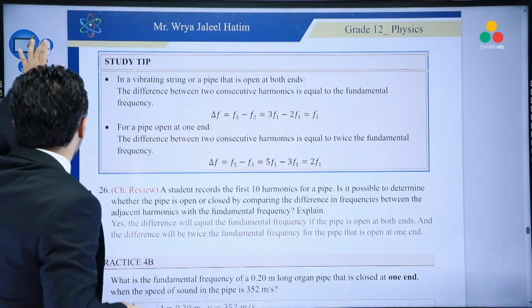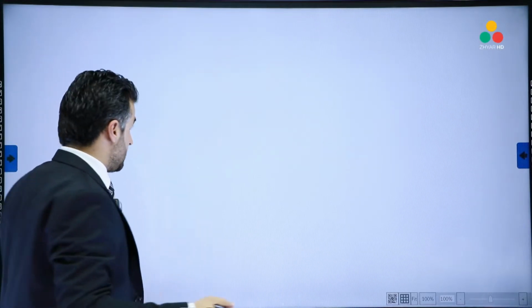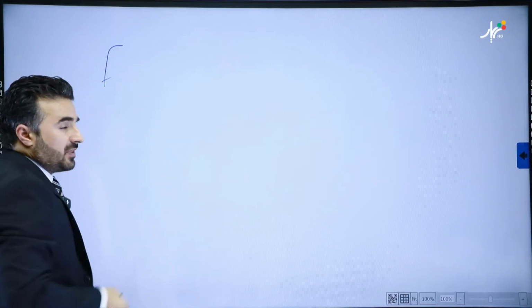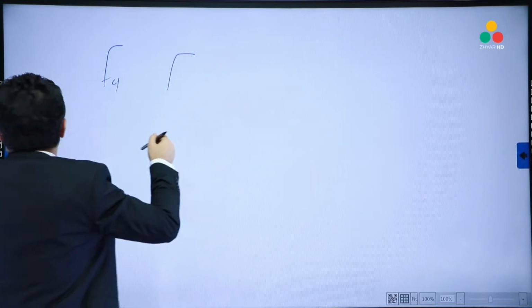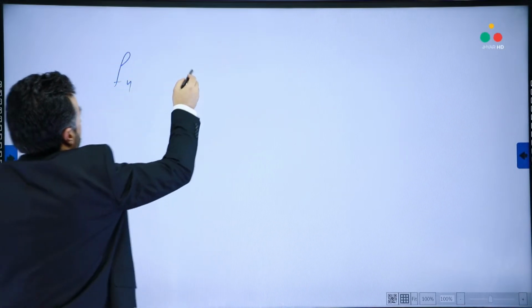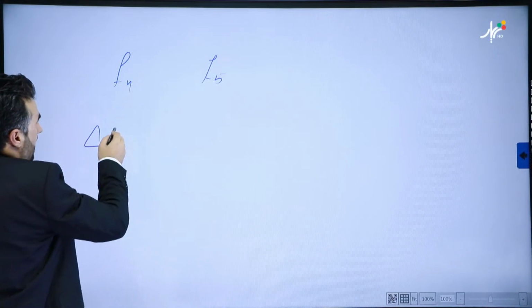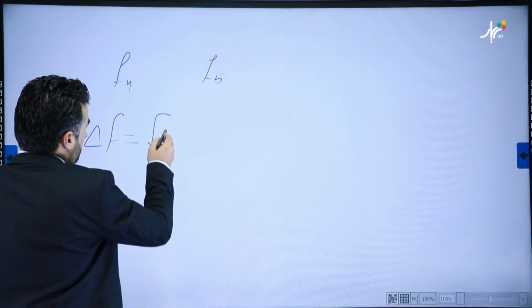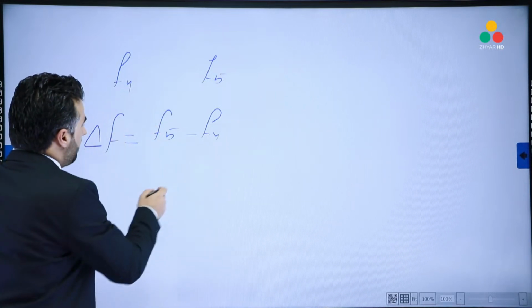So let me show you what we mean by this. Let's say we have a pipe that is open at both ends, or a string as well. Let's say we want the difference between the fourth harmonic and the fifth harmonic. So we're going to find the difference between the two. The difference is the fifth harmonic, F5, minus the fourth harmonic, F4. But the fifth harmonic equals what?